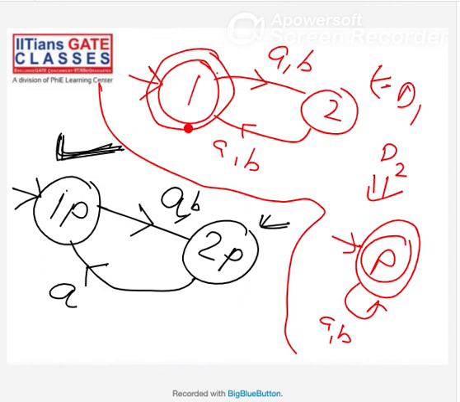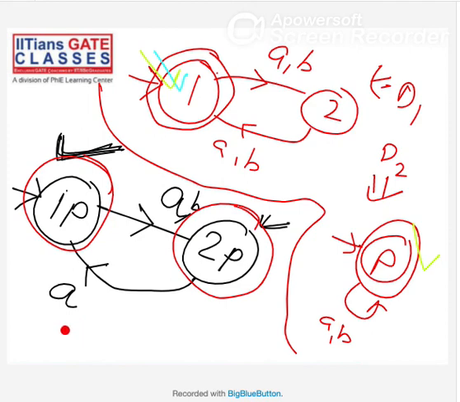So in the L1 union L2, the final state will be either this or this. Either this or this means basically like this. So basically here you can see this will also be a final state and this will also be a final state if you want L1 union L2. So this is your DFA for L1 union L2.